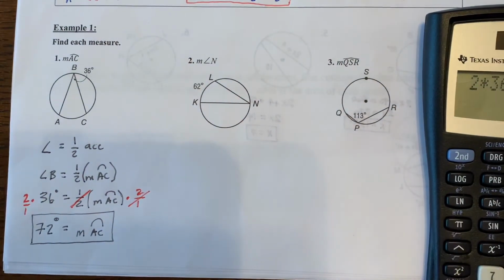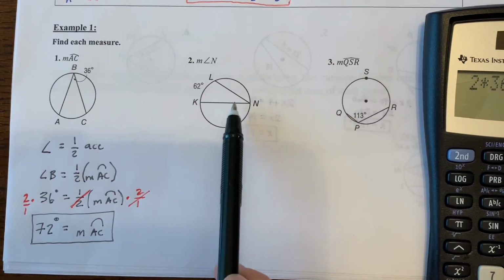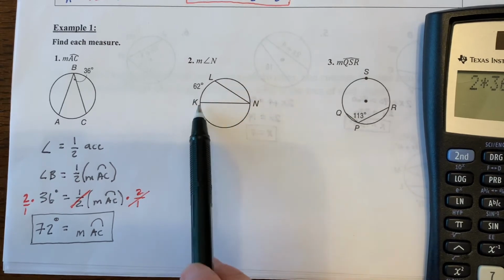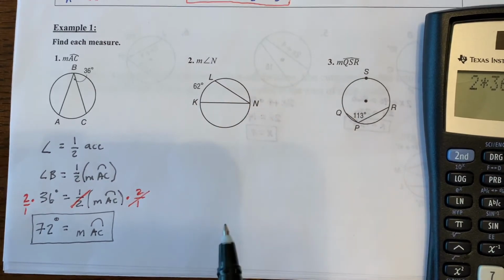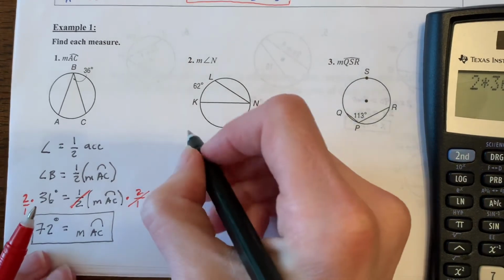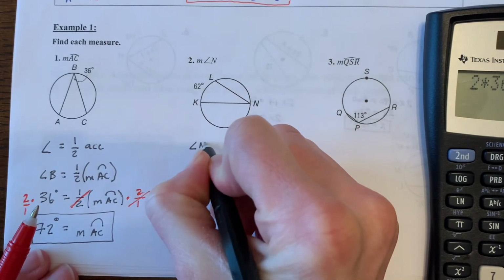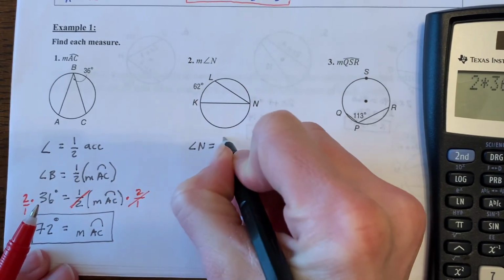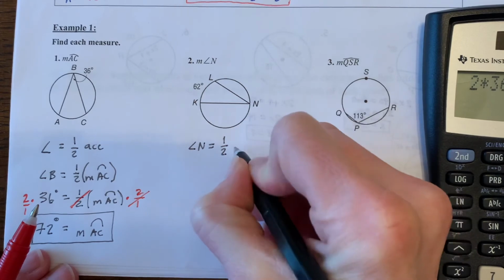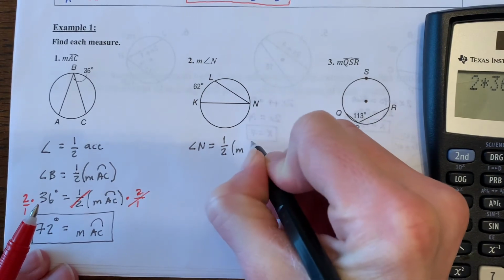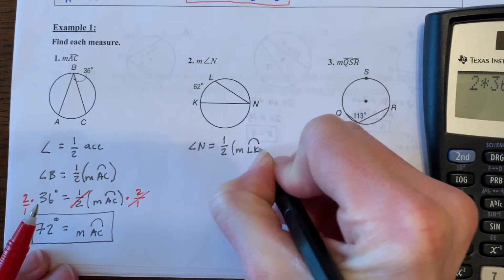Okay, number 2, I want to find the measure of angle N. Angle N is an inscribed angle. Arc LK is given at 62 degrees. That is the measure of the intercepted arc. So I know that angle N is equal to 1/2 the measure of arc LK or KL.